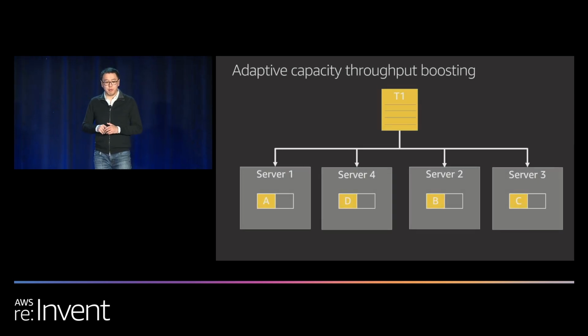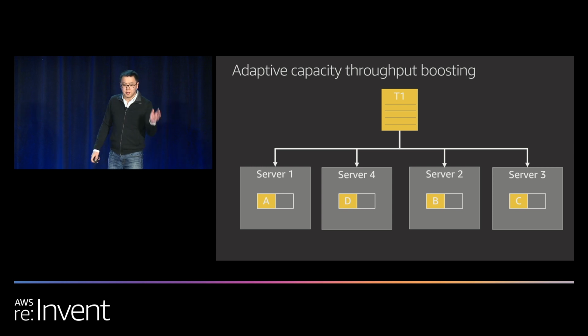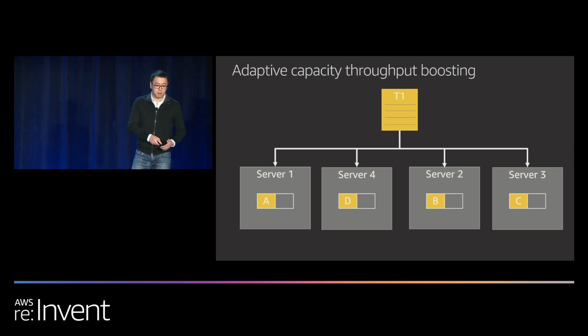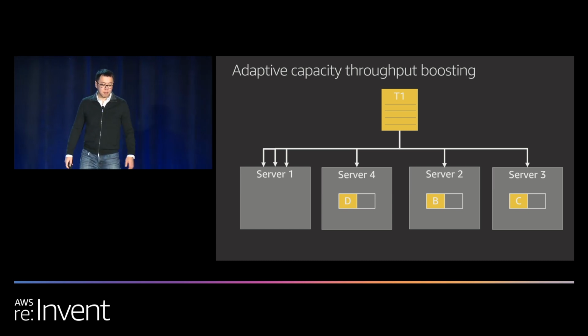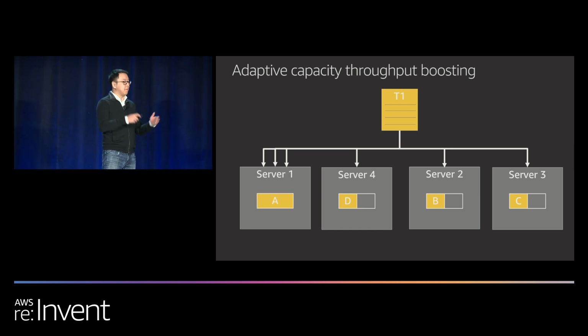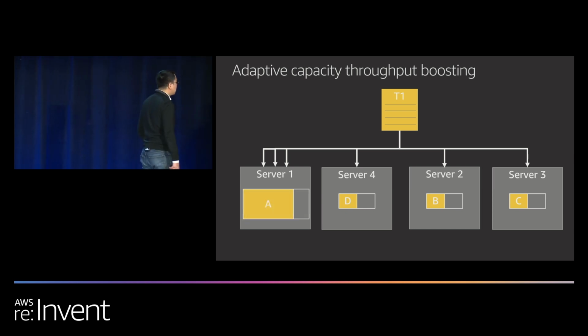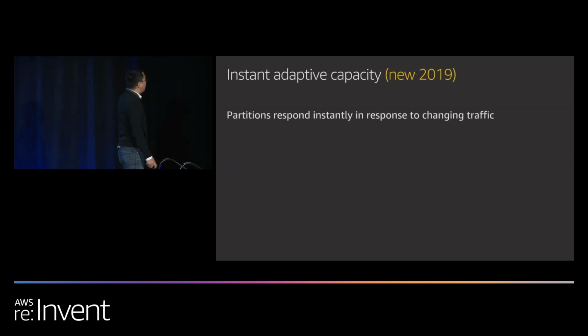So let's briefly review what adaptive capacity boosting does. If you have a workload that's being driven to, for example, 4 partitions, and let's say that partition A is getting the bulk of the traffic. So partition A is now fully occupied in terms of throughput. What DynamoDB will do is check, is this table as a whole at or below its provisioned throughput? If it is, then we're simply going to boost the amount of throughput that partition A gets. It's as simple as that. And what's new this year, just a couple months ago, is that we made this process instantaneous. So partitions respond instantly to changing traffic.